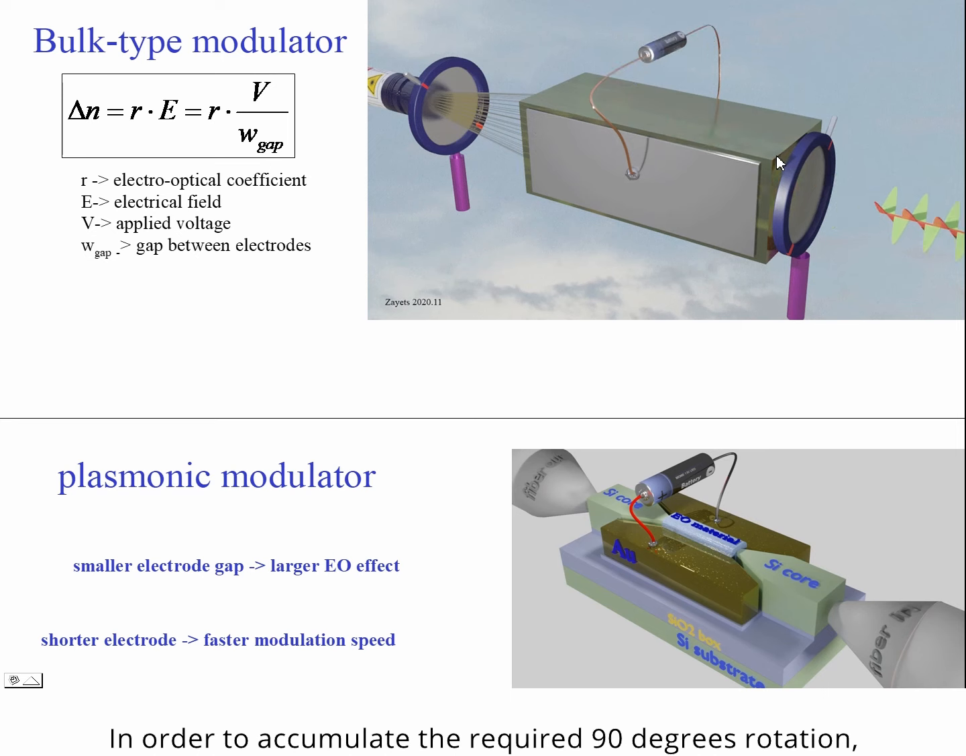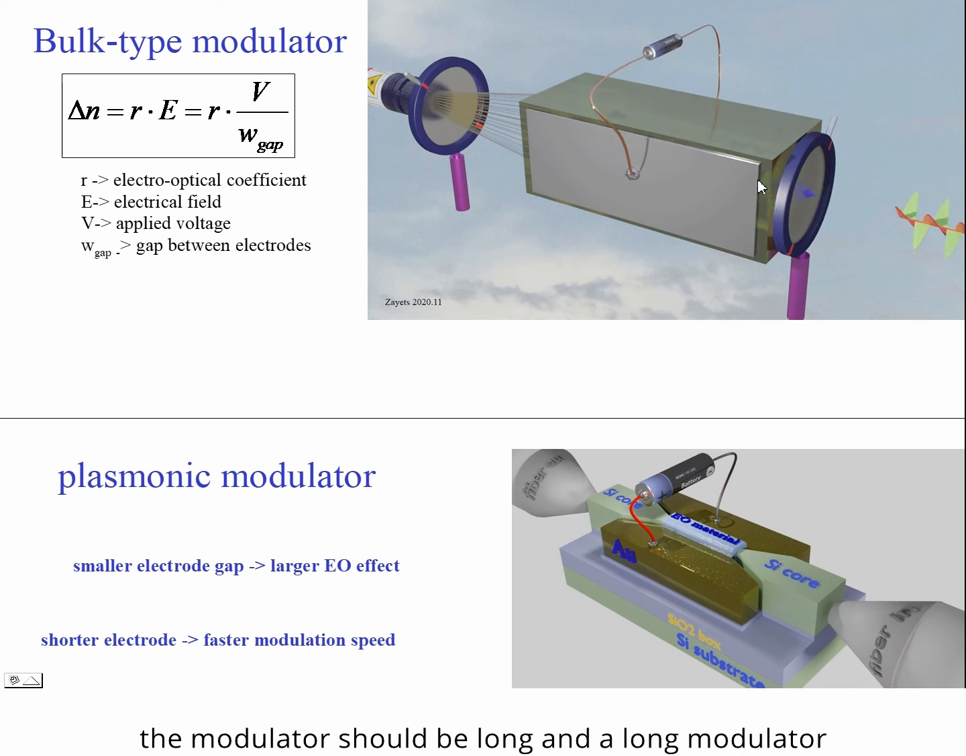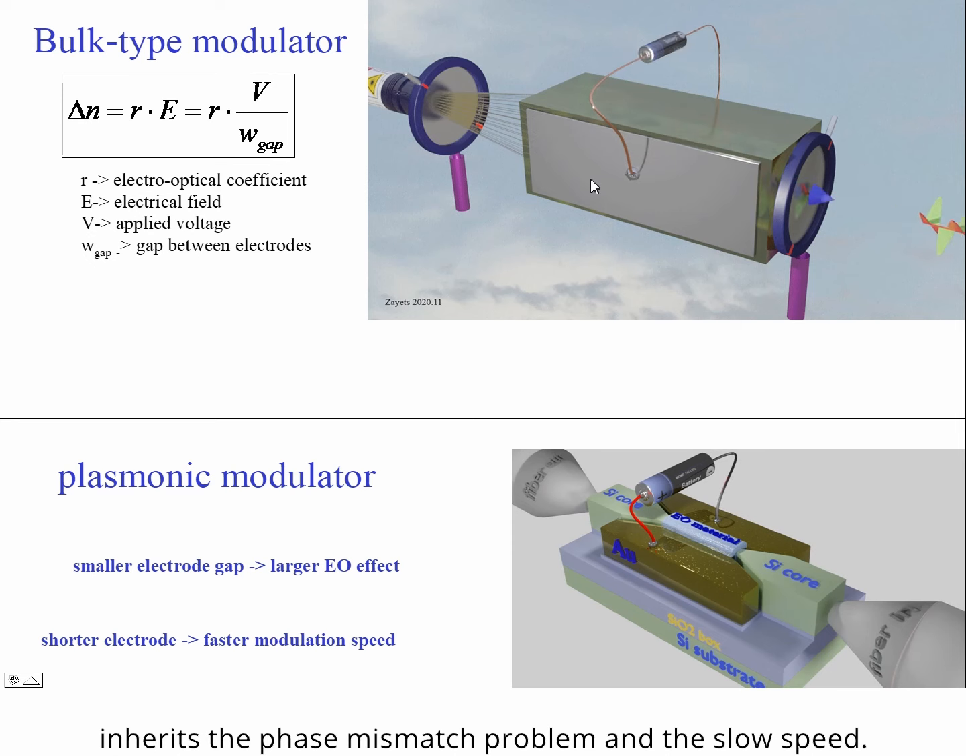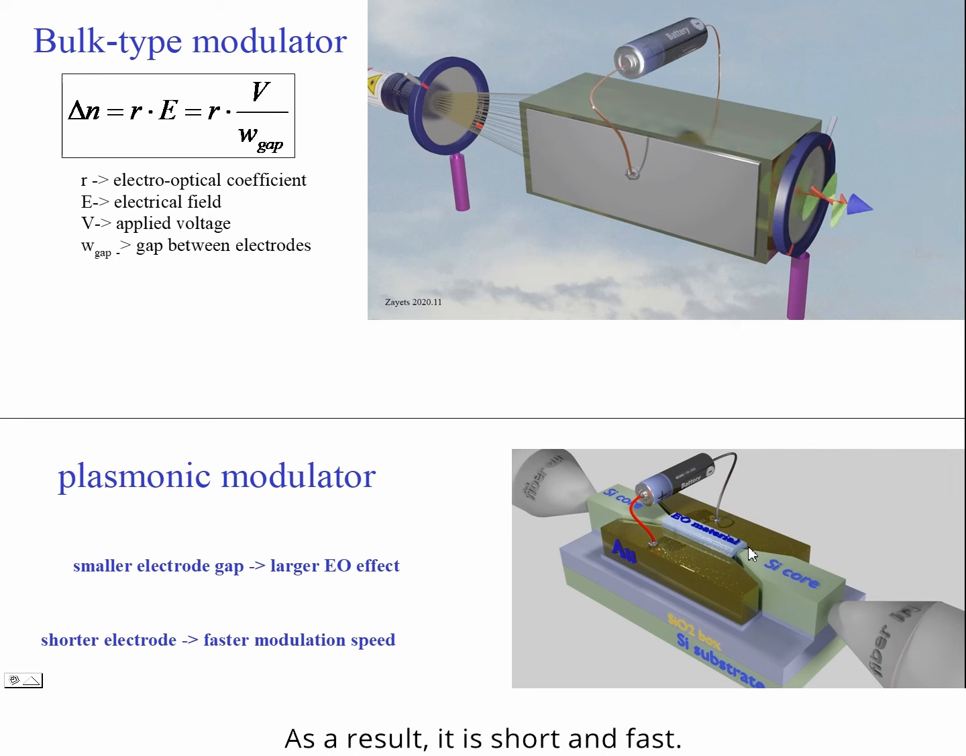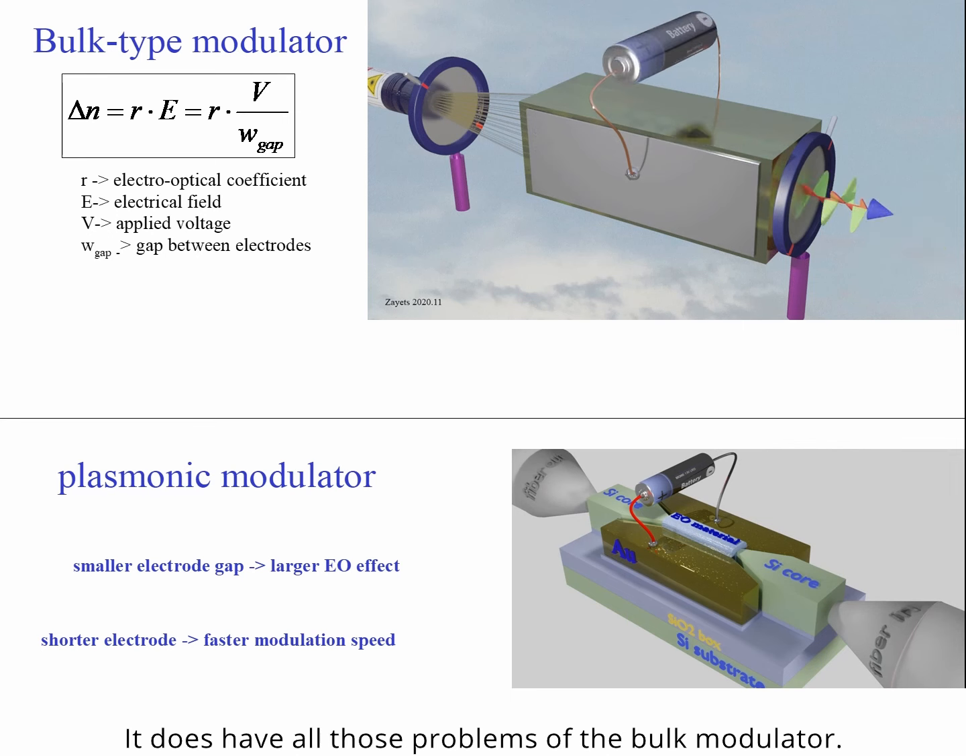In order to accumulate the required 90-degree rotation, the modulator should be long, and long modulator inherits the phase mismatch problem and the slow speed. The gap of plasmonic modulator is narrow. As a result, it is short and fast. It does not have all those problems of the bulk modulator.